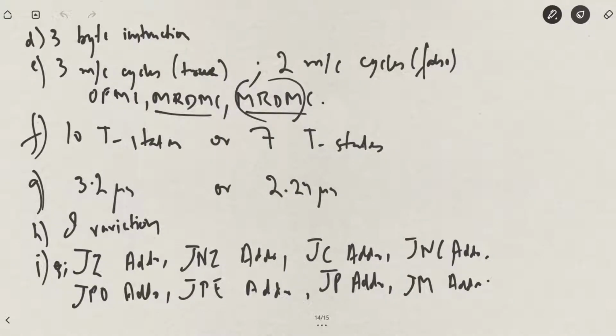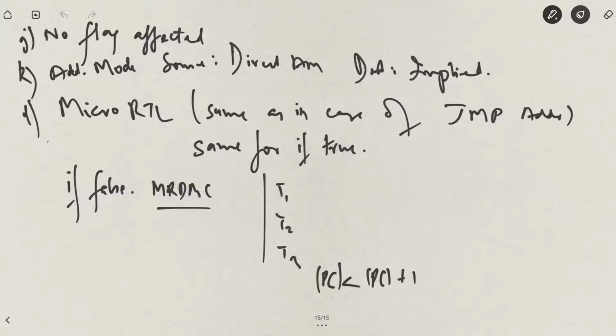In case of the memory read machine cycle, it will be incremented in the T2 state as well as in the T3 state. So in both T2 as well as in T3 state, the program counter will be incremented. If it is true, then whatever we had written for jump address, the same will be for this case as well.